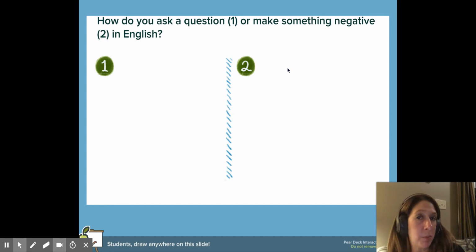Based upon your answer, some of you didn't know how to do either one of these things. Some of you know how to do one, not the other. Some of you know how to do both. So to ask a question in English, the simplest way is to just put a question mark. So instead of saying "you speak English," period, you could say "you speak English?"